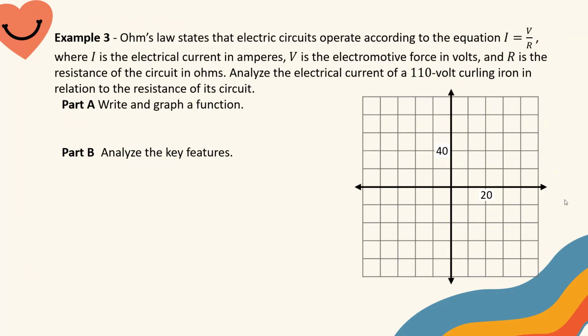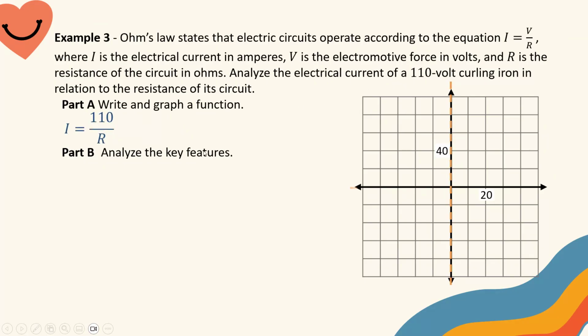Example 3. Ohm's law states that electric circuits operate according to the equation I equals V over R, where I is the electrical current in amperes, V is the electromotive force in volts, and R is the resistance in the circuit in ohms. Analyze the electrical current of a 110-volt curling iron in relation to the resistance of its circuit. So we're going to put 110 in for V.